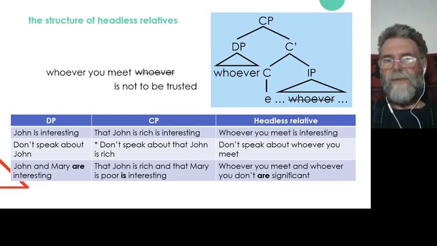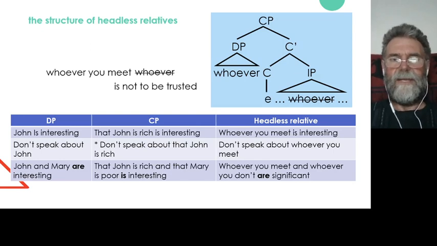However, headless relatives behave in this respect like DPs. Whoever you meet and whoever you don't are significant. Okay, so the two coordinated headless relatives add up to make a plural, which is more like a DP than a CP, therefore.